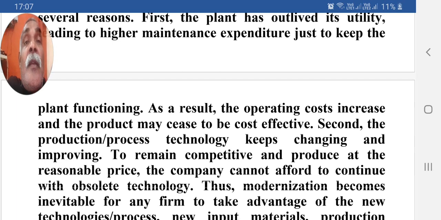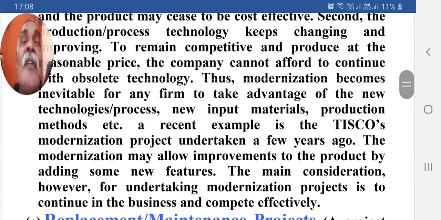Second, the production process or technology keeps changing and improving. So if we stick to the outdated technology, then you cannot survive in the market. So, to remain competitive and produce at a reasonable price, the company cannot afford to continue with obsolete technology. So, modernization becomes inevitable for any firm, any organization, to take advantage of new technologies or processes, new input materials, production methods, etc. A recent example is Tisco's modernization project undertaken a few years ago.